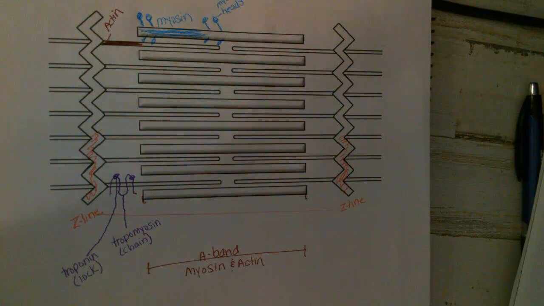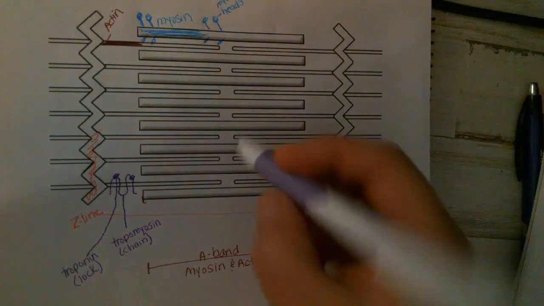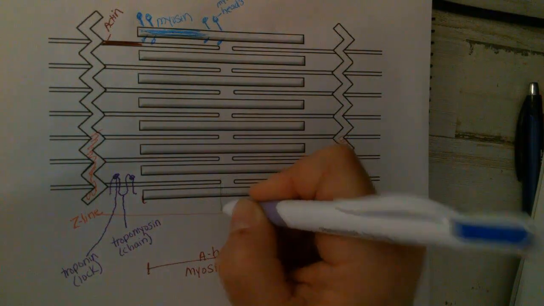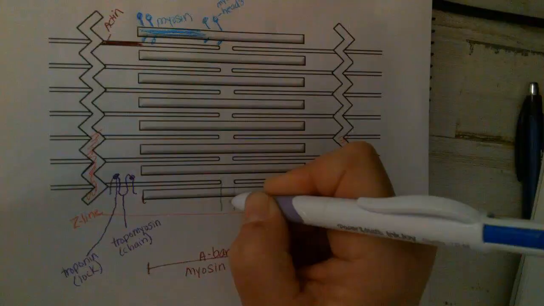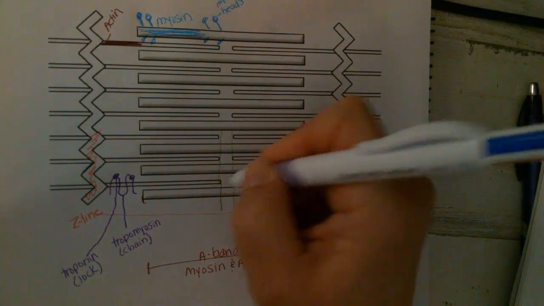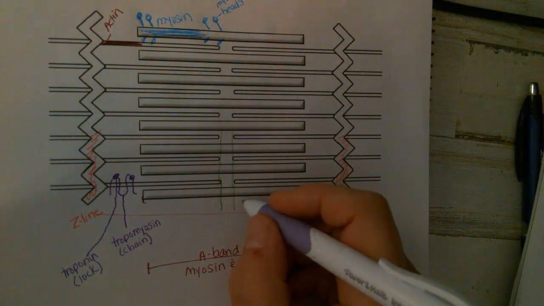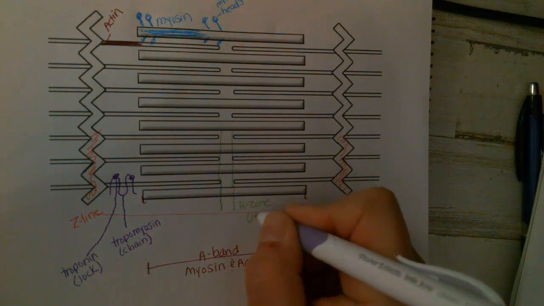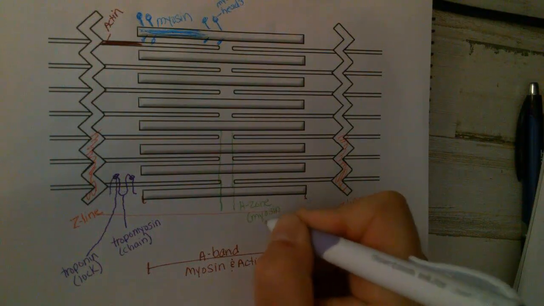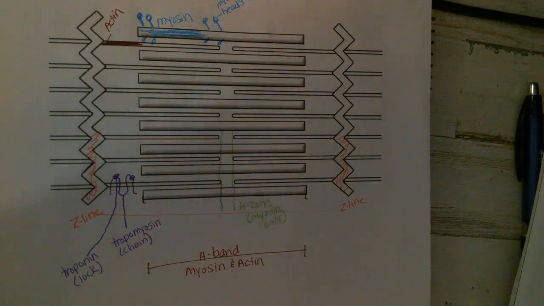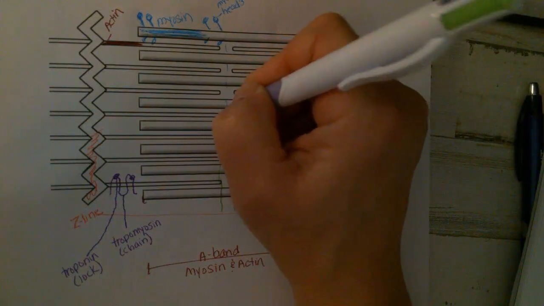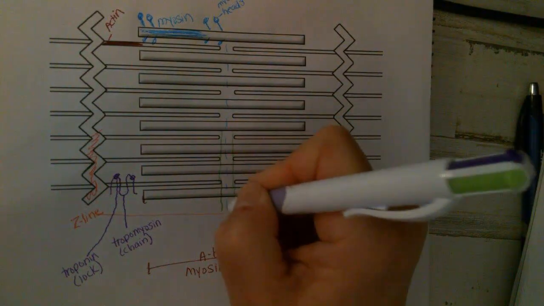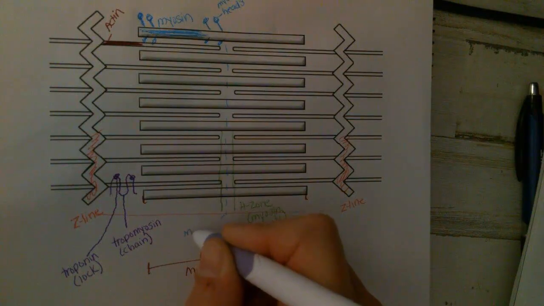There is a zone right here where there's only, and you can kind of see it running down the middle, only myosin. This is called the H zone. So myosin only. And then running down the middle of the H zone is another line that you have to draw in here. This is called the M line.